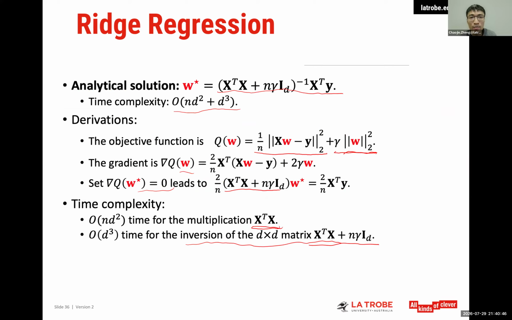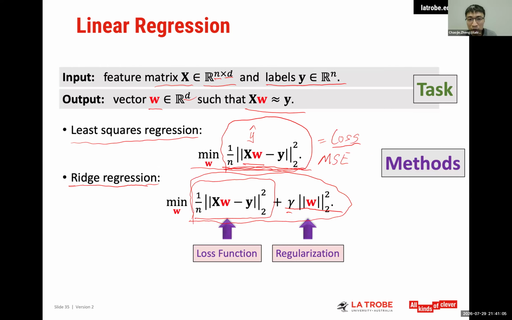But not all models have analytical solutions. That's the benefit of ridge regression. For those models, we need to use gradient descent. We need to iteratively tune the value of W to reduce the loss function until it reaches a local minimum. So it is not guaranteed to reach the global minimum when using the gradient descent method.